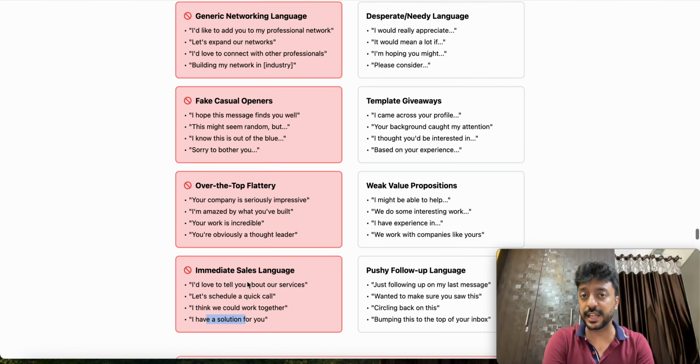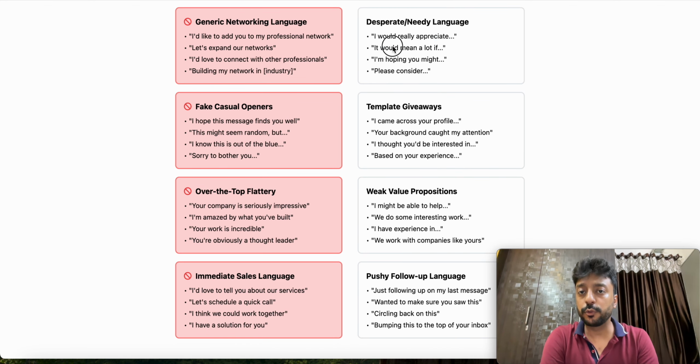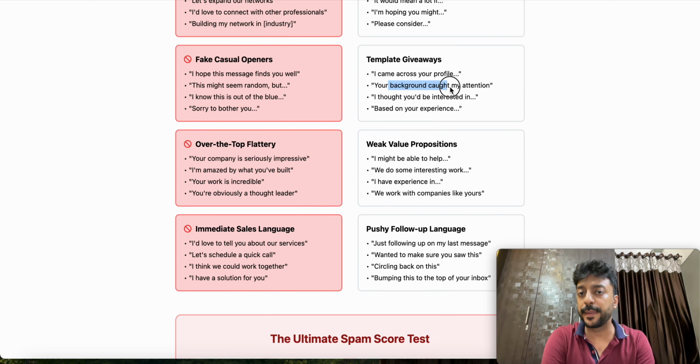Don't use this. Instead: I would really appreciate it. Would mean a lot. I am hoping you might. Please consider. I came across your profile. Your background caught my attention.